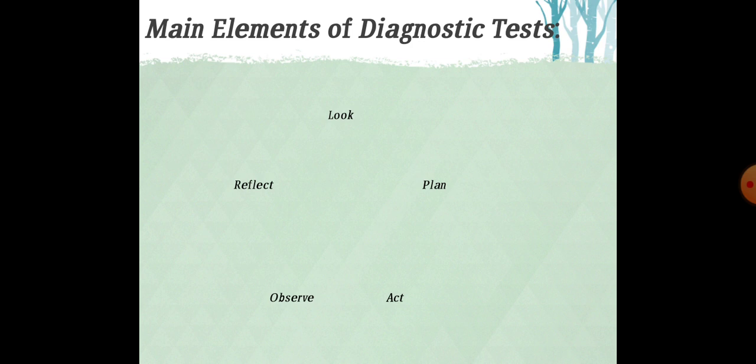And after the act, when you see, then again observe whether your action, your planning is working or not. Then observe and then reflect, that you reflect how reliable your diagnostic test is, how valid your diagnostic is, how transparent the diagnostic test is, and whether it works or not. These are the elements you use to diagnose a student easily in this way.